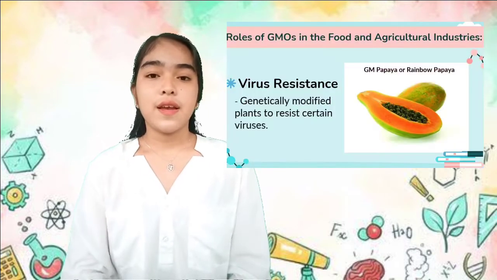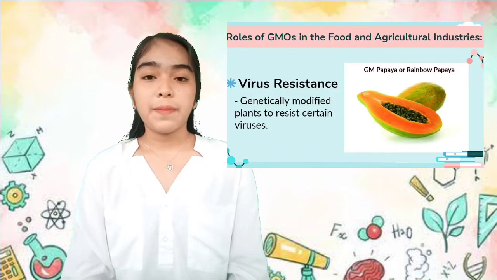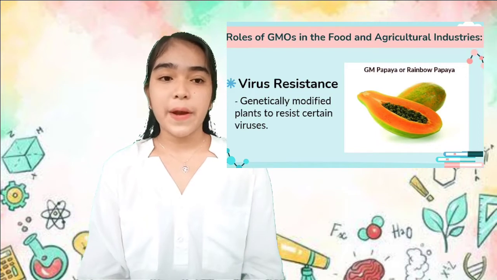So the next one is virus resistance. These are genetically modified plants to resist certain viruses. So they did not only modify certain plants to be pest resistant, but they also modified them to be virus resistant as well. Plant viruses can be serious pathogens in crops, as they can cause anywhere from minor losses to total crop failure.